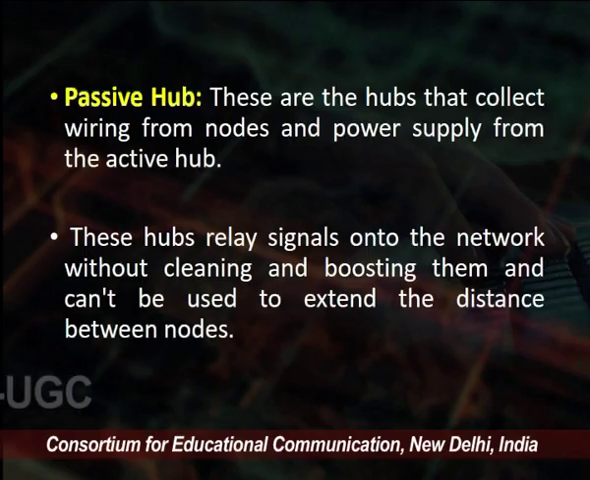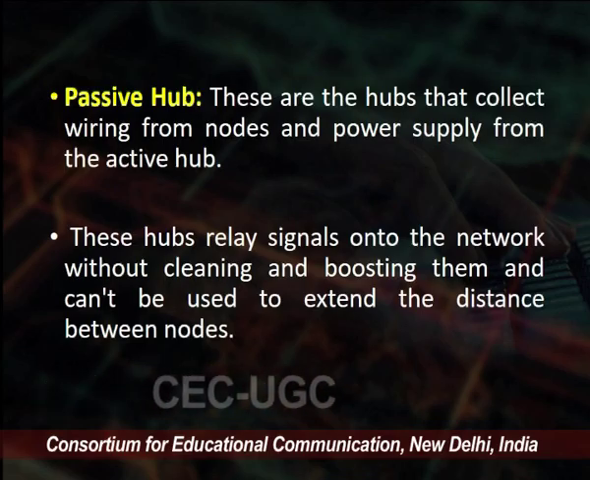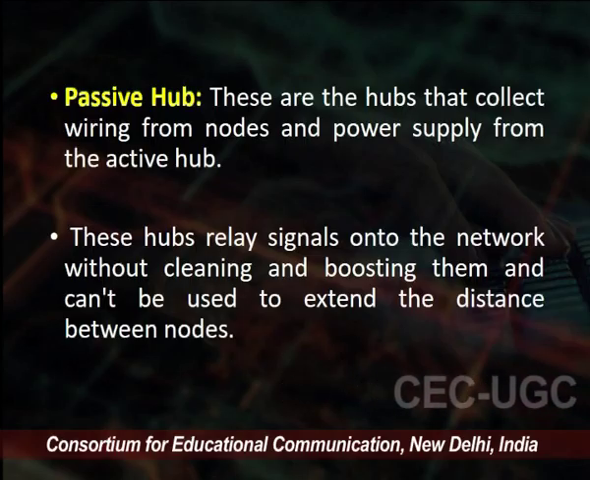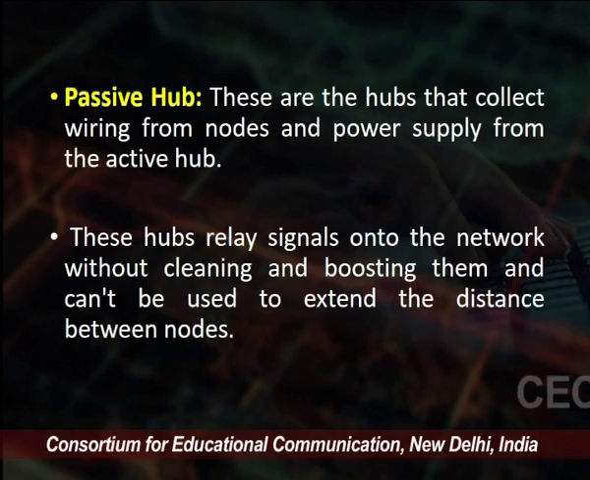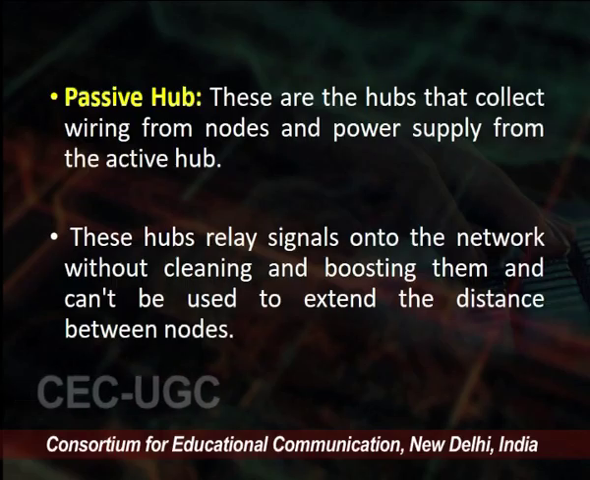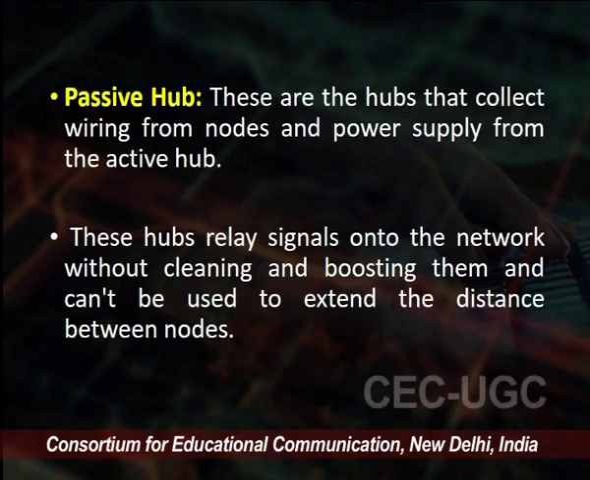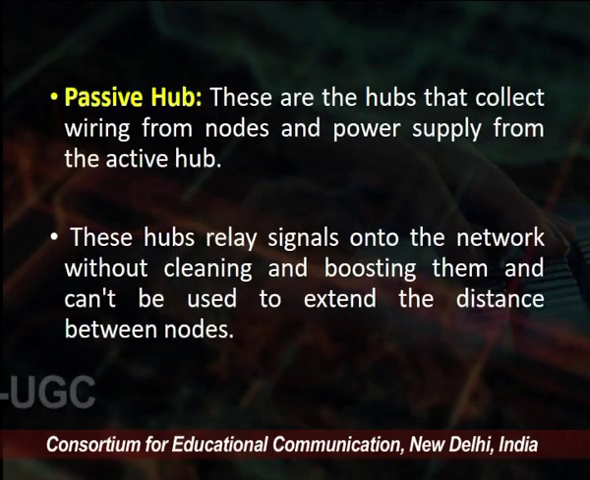Moving on to passive hubs, these can collect the wiring from nodes and power supply from the active hubs. These hubs relay signals onto the network without cleaning or boosting them, and they cannot be used to extend the distance between the nodes. So cleaning the signal and then relaying it, boosting the signal and then relaying it, and also extending the distance between the nodes are actually properties of active hubs.